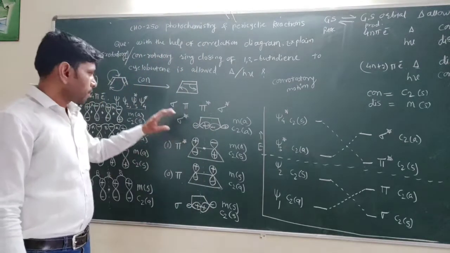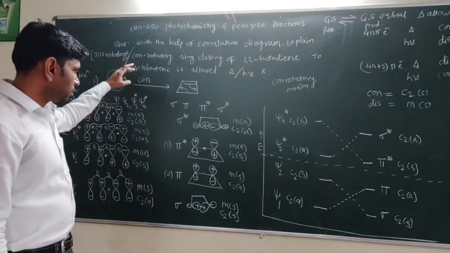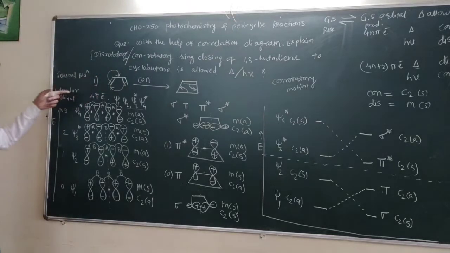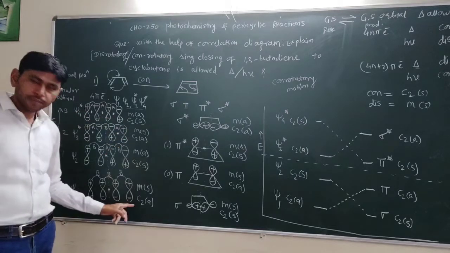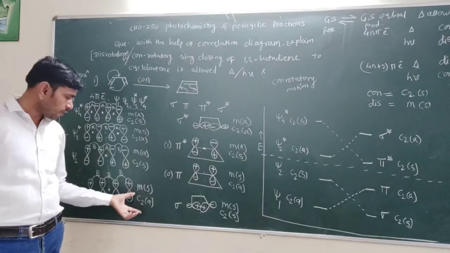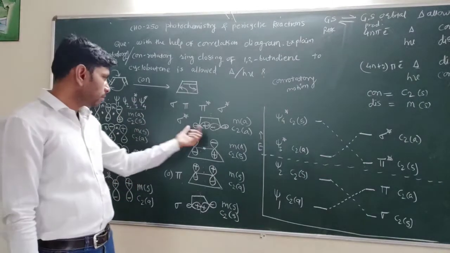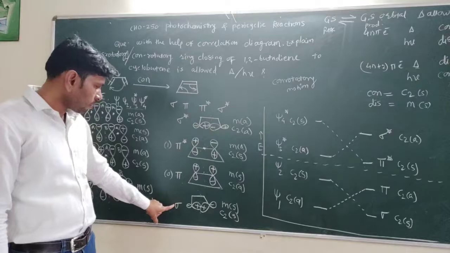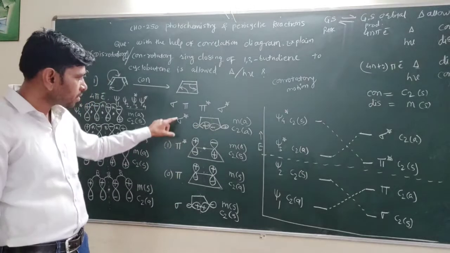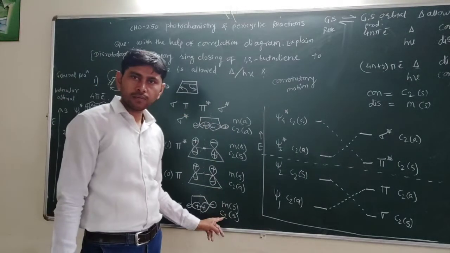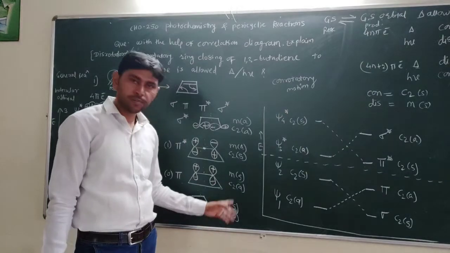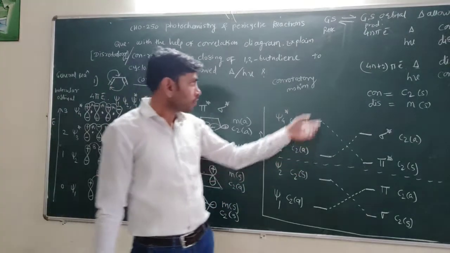Okay, see here we have first drawn the molecular orbitals of the reactant: Psi1, Psi2, Psi3 star, Psi4 star, and drawn their symmetry here. We have decided the symmetries here, C2 and m, all the symmetries we put here, and here the product orbitals sigma, pi, pi star, sigma star, and again we draw symmetries here, m symmetry, C2 symmetry.